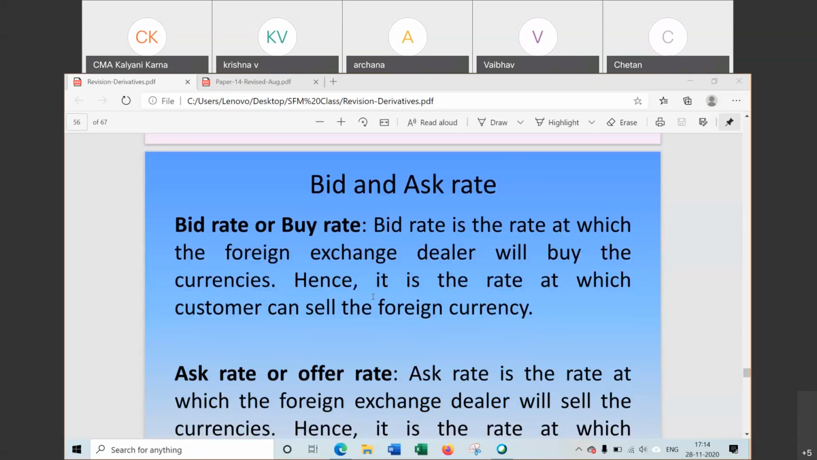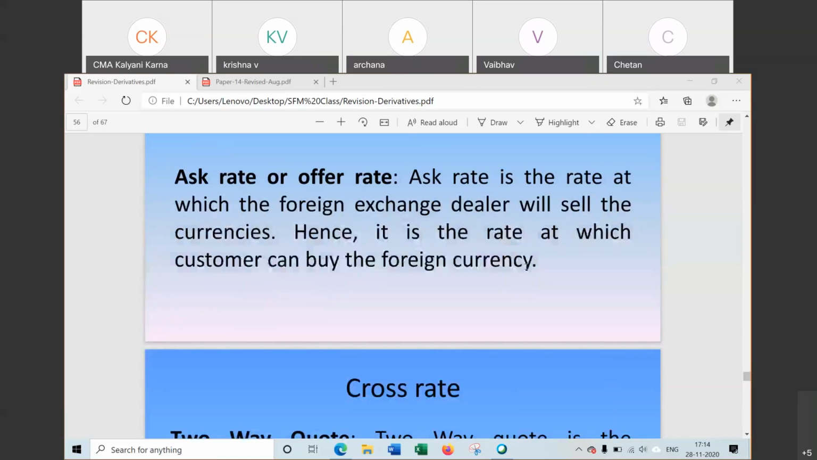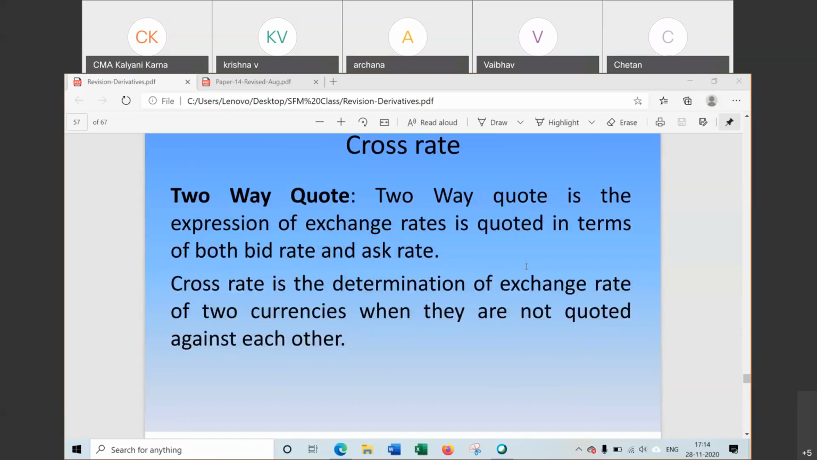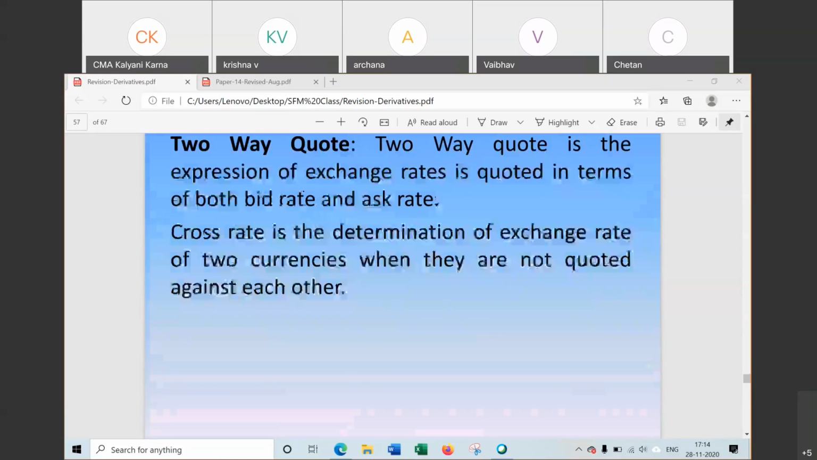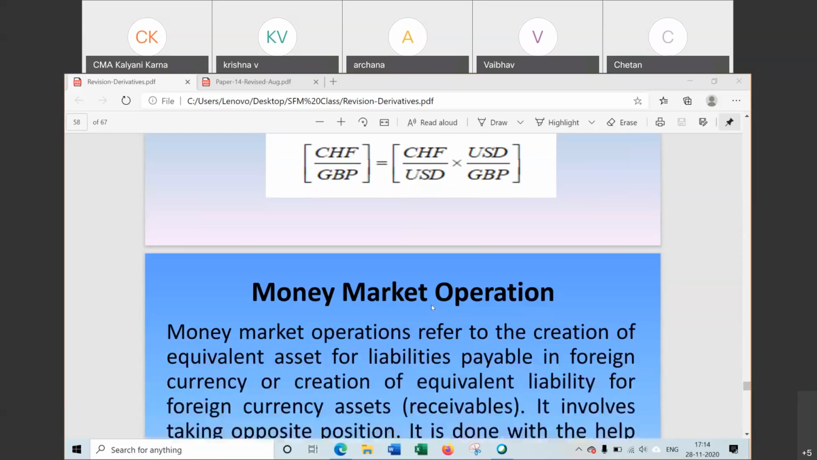Now bid and ask, that is bid rate, buying rate. Bid rate is the rate at which the dealer will buy the currency, ask is the rate at which the dealer will sell the currency. Two-way quote, cross rate, determination of cross rate. We have done one question.